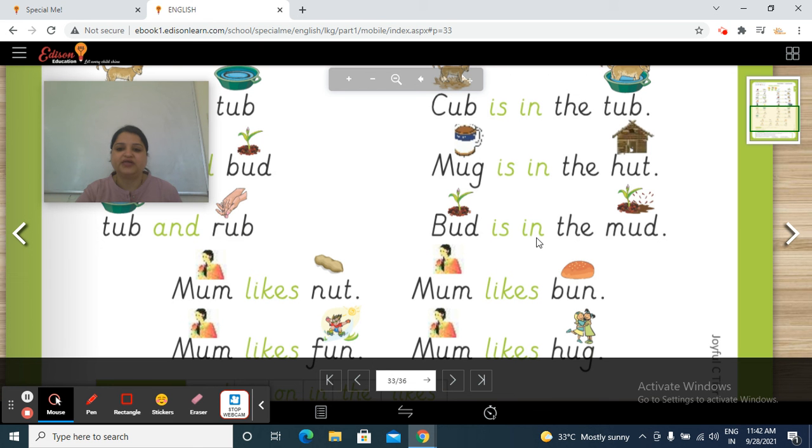Bird is in the mud. Bird कहाँ पे है? मिट्टी के अंदर. Bird is in the mud.